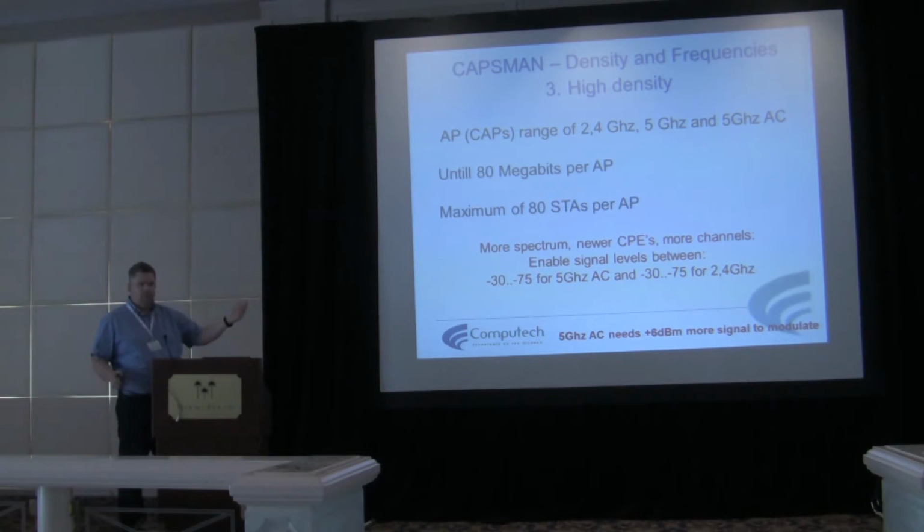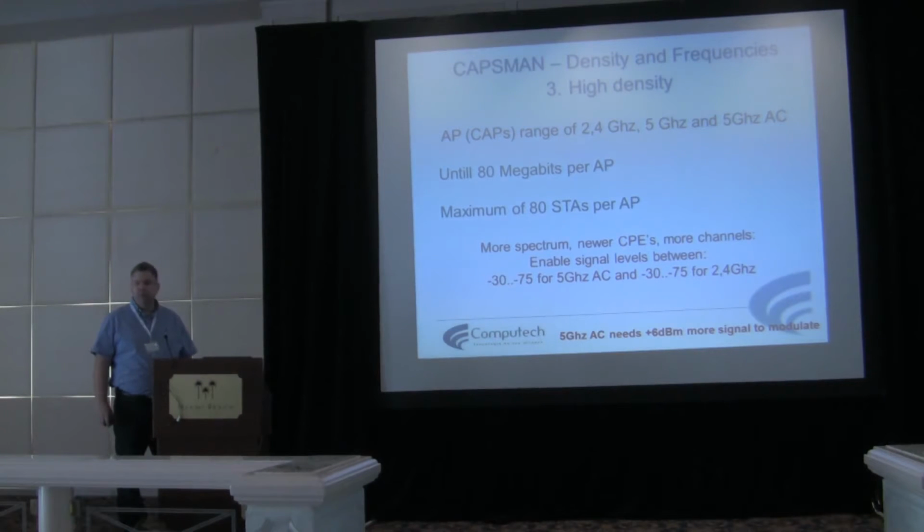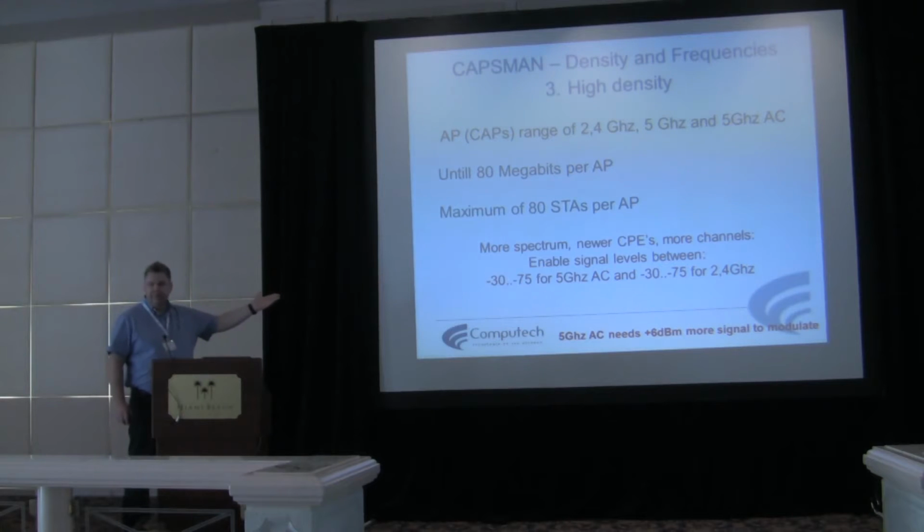So we have to pass to the -75 and keep -75 for 2.4 gigahertz. 5 gigahertz AC needs 6 dBm more signal to modulate. So we need to be a little more restricted when you're going to use AC. The benefits are much more customers per area.